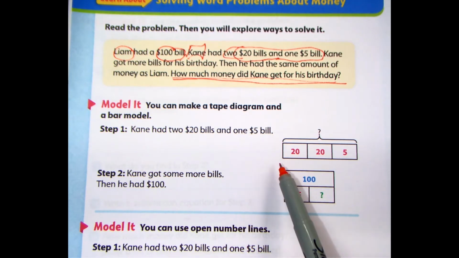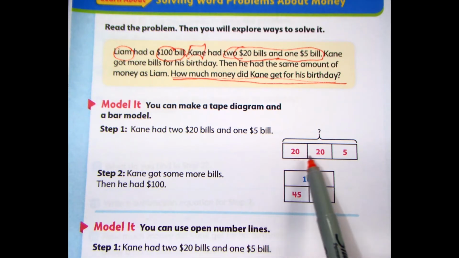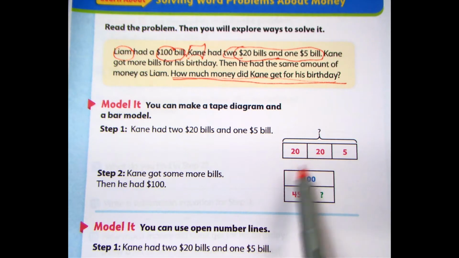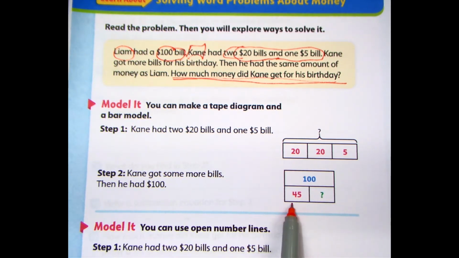So the first thing I have to do is figure out what 20 plus 20 plus 5 is. And when they added 20, 20, 40, 5, they put it here, 45. Now the total amount Cain has now is $100. Okay, he started with $45. Now I need to figure this part out. How much did he get? So I'm going to add 45 plus some unknown number, which equals 100.